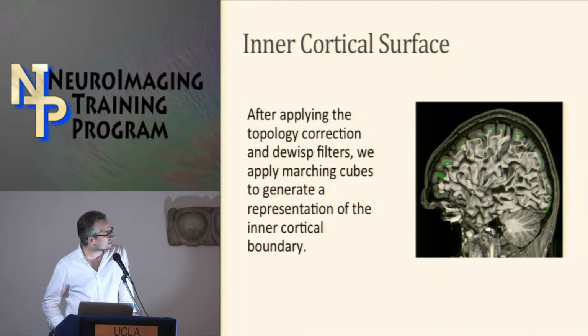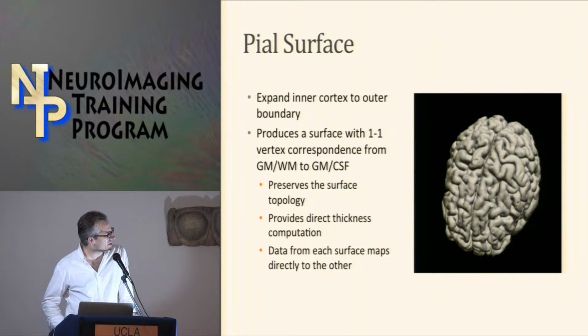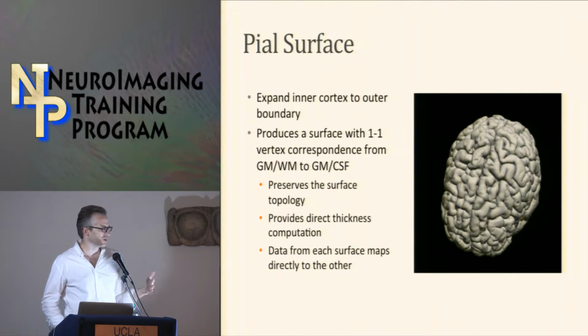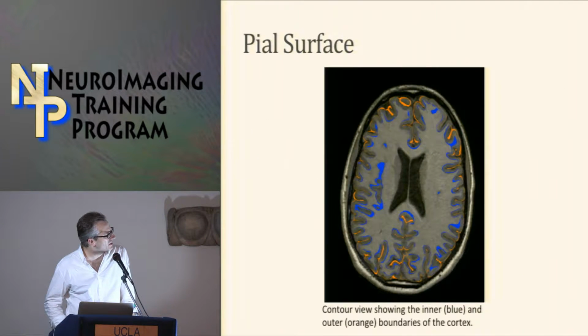And then we have a process that essentially expands this out to find the peel boundary by looking at where the tissue classification results show the boundary between gray matter and CSF. So essentially each vertex pushes outward while trying to stay smooth. And if we look at a cross section, you can see how it follows the cortical ribbon.